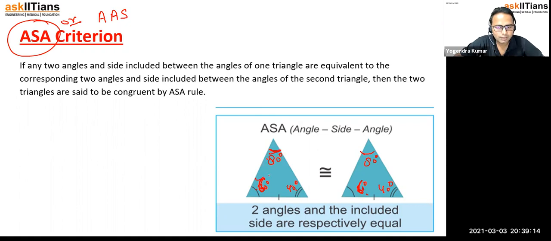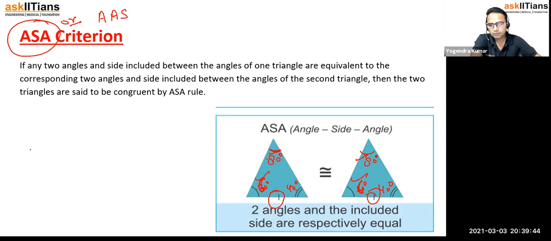So angle, angle, and this side, or angle, angle, and this side could also be there. Both ways it is true. So ASA is indirectly AAS also. You need to remember that these two criteria are the same only. You can remember the name as ASA or AAS, it should not be confusing for you. So this is what it is.